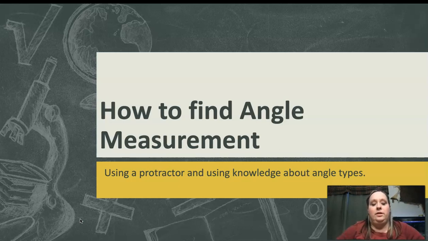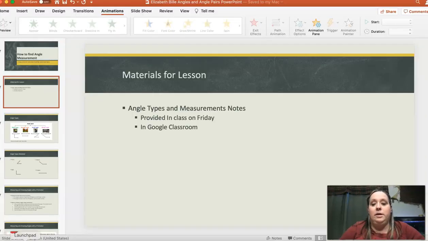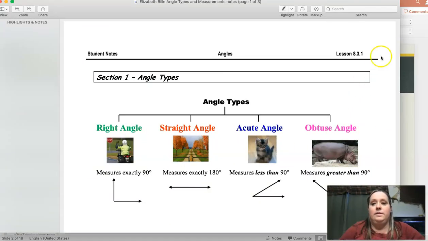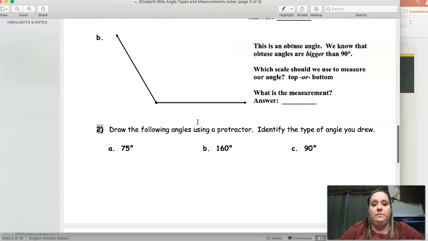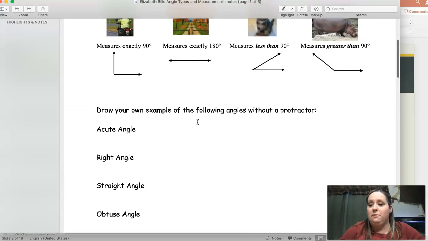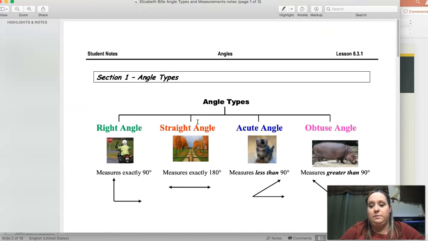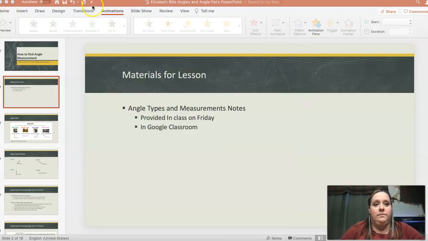Now, before we get started, you need to make sure you have your notes. So there's angle types and measurement notes. They were provided in class, and they should be in Google Classroom. So what they look like, real quick, is this. So this is what you should have. Okay. Some of it you have to fill out, and some of it you don't. And some of it we're not going to be able to fill out during the course of this video because we need a protractor. If you have one and you want to fill it out, great. If not, it's okay. You can wait till you come to class.